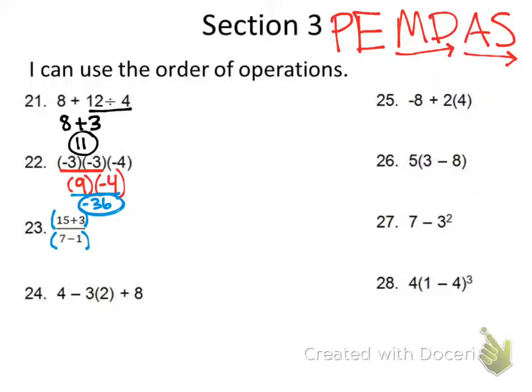What is 15 plus 3? 18. So I have an 18 on the top. What is 7 minus 1? And now you can do the dividing. Anyone have a final answer for me? 3. Very good.